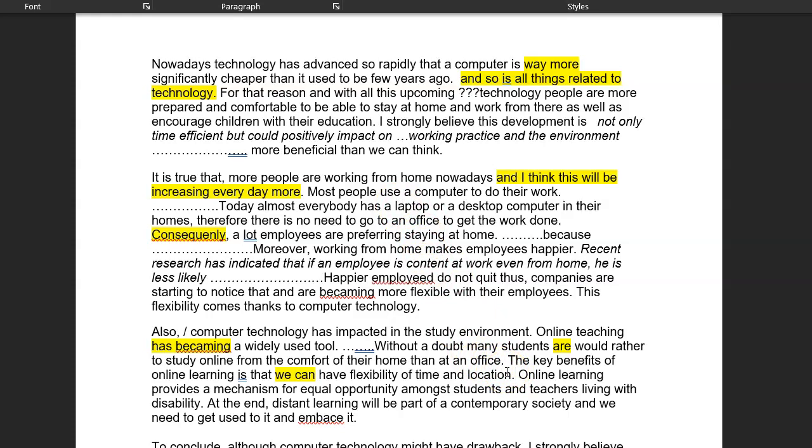"Provides a mechanism for equal opportunity among students and teachers living with disability." Very nice point. That's a very good point. Maybe develop that. That's an unusual point to make, but very, very good. So develop that. At the end, part of contemporary, well, yeah, I mean, this is what we're all doing now. So related to the situation we're in now with COVID, I'm teaching online, obviously, all the time. My students are all at home, all over the world. So we're in a new environment now.